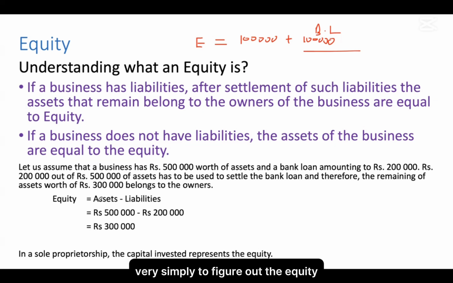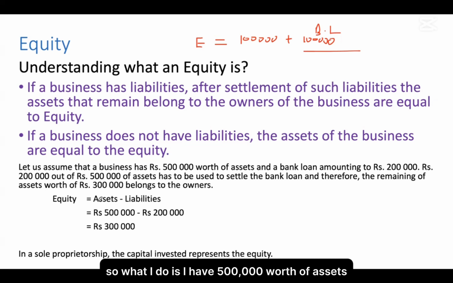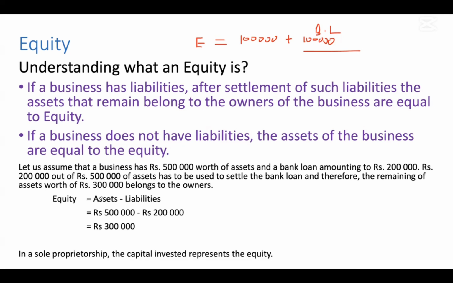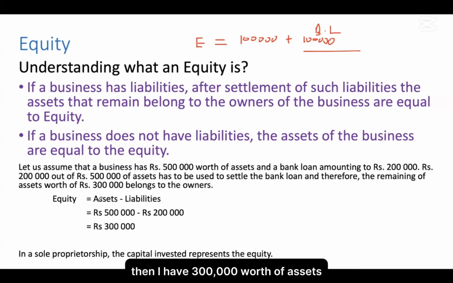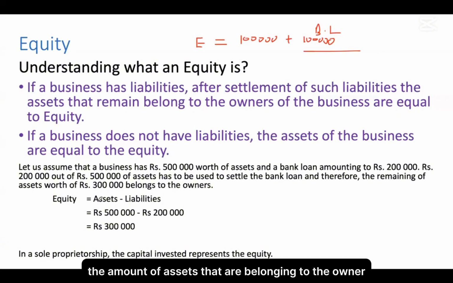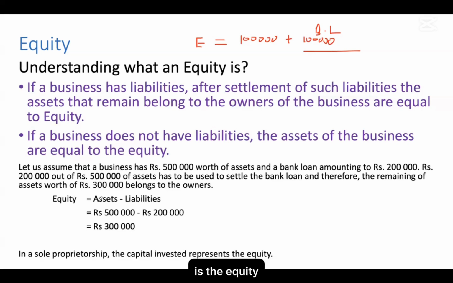Very simply, to figure out the equity, I have to settle that loan amount. I have to settle it with what? With the assets I have. So I have 500,000 worth of assets, and I sell off 200,000 worth and settle that loan. Then I have 300,000 worth of assets, and that is the equity. After settlement of a liability, the amount of assets that belong to the owner is the equity.